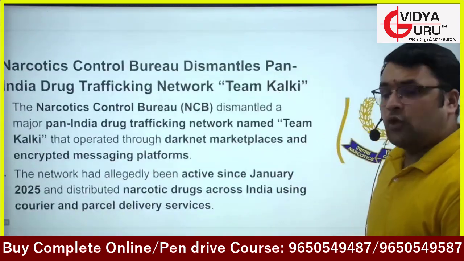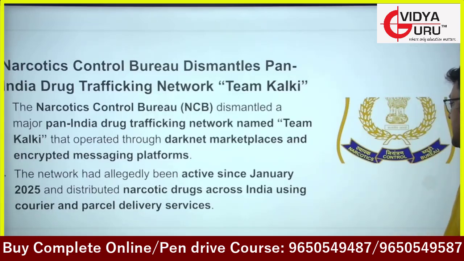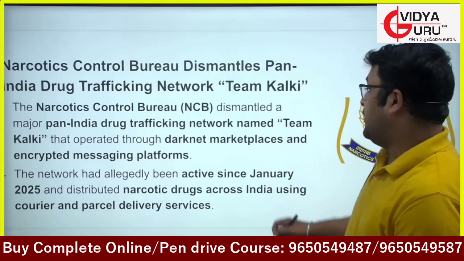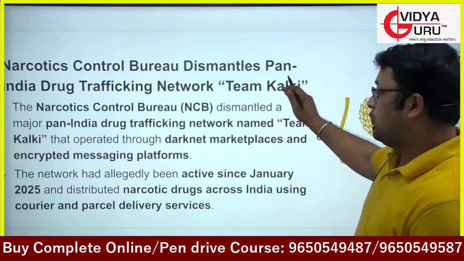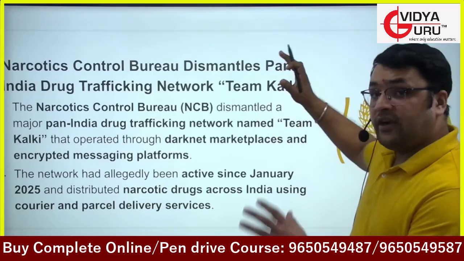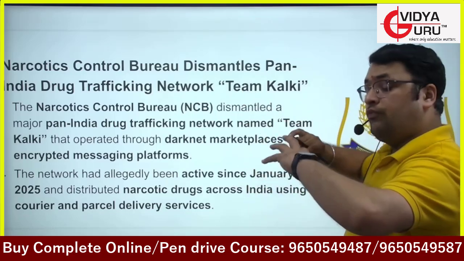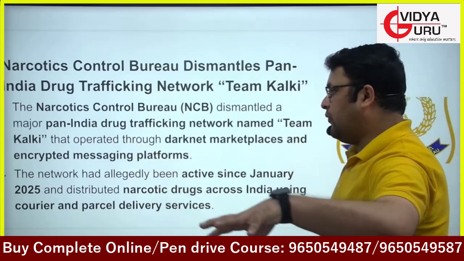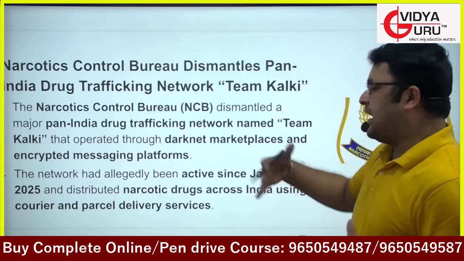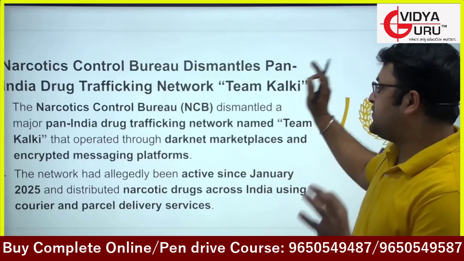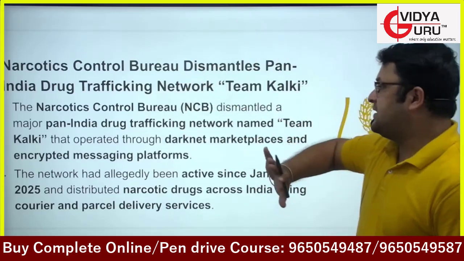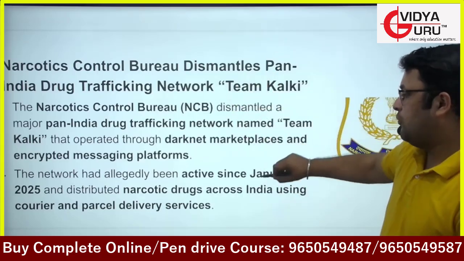Next is Narcotics Control Bureau, NCB. NCB has dismantled a pan-India drug trafficking network called Team Kalki. So what is this Team Kalki? This was a drug trafficking network operating all over India, that operated through darknet marketplaces. It has been recently dismantled by NCB, that is Narcotics Control Bureau.